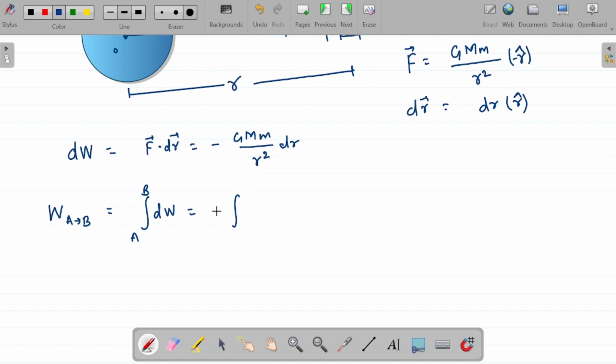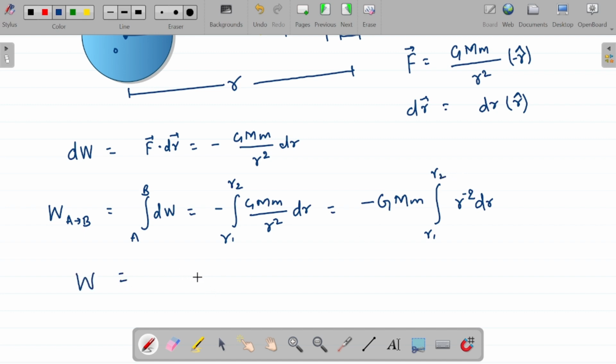Now we can do this. It will be minus GMm by r square dr, from r1 to r2. We can take GMm outside because it is constant. So minus capital G, capital M, small m, and r square can be written as r to the power minus 2, dr, from r1 to r2. Then the work done is minus GMm times r to the power minus 2 plus 1 divided by minus 2 plus 1, from r1 to r2.